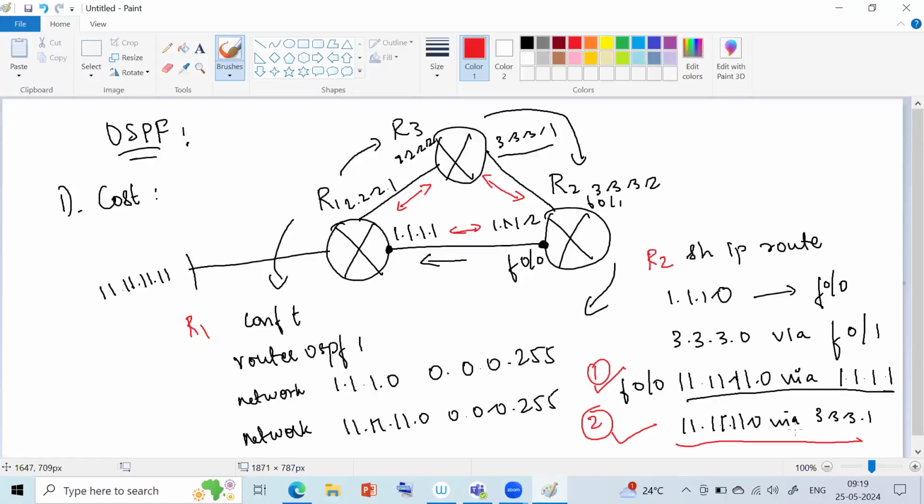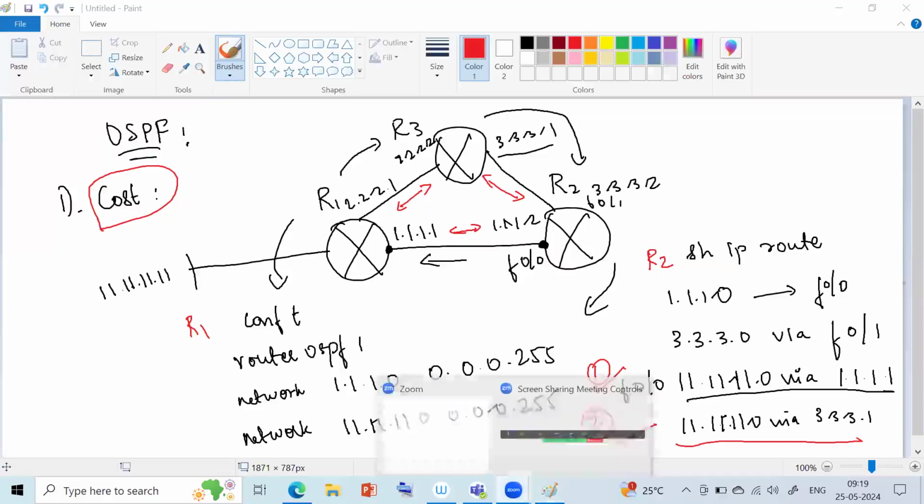For this purpose, OSPF uses the cost factor, right? So what is the cost? Cost is the unit of OSPF through which it decides which route is the best route, right? Hope you are clear on that. No questions on that, right? Yes, Ram. Okay, moving on.